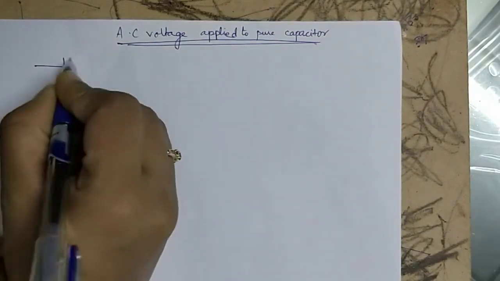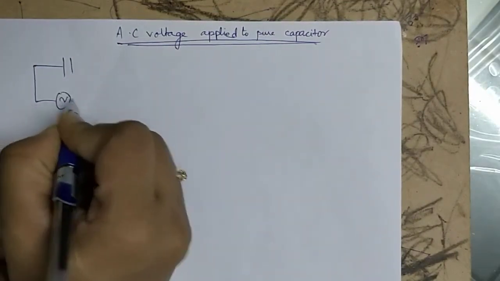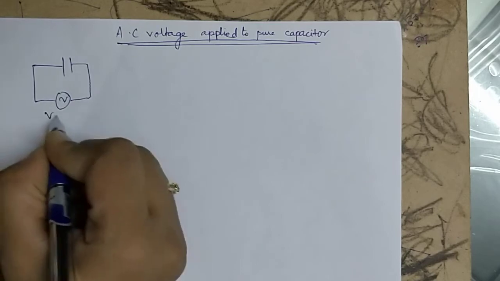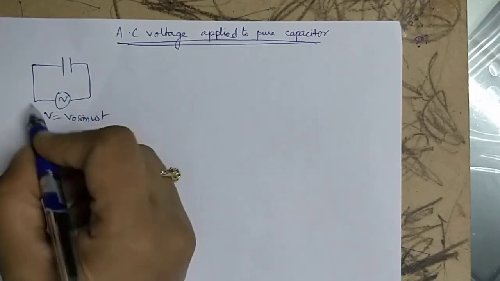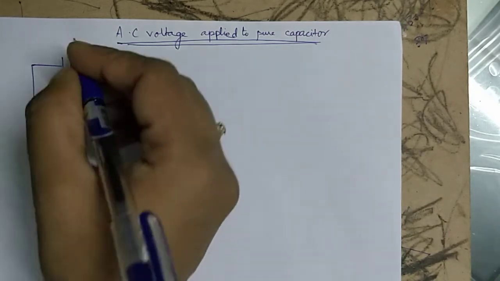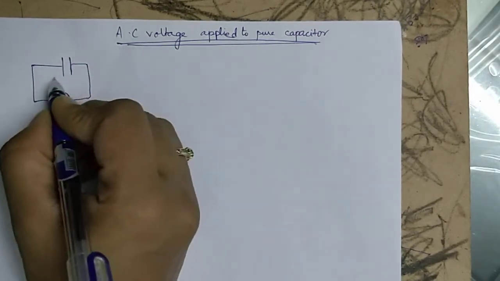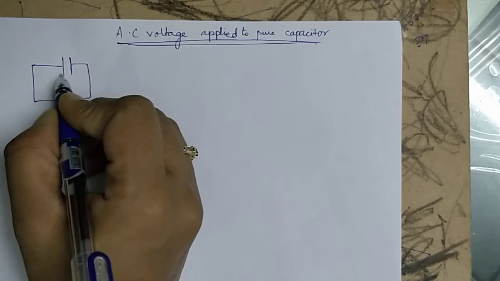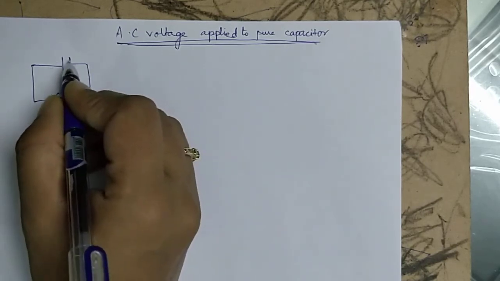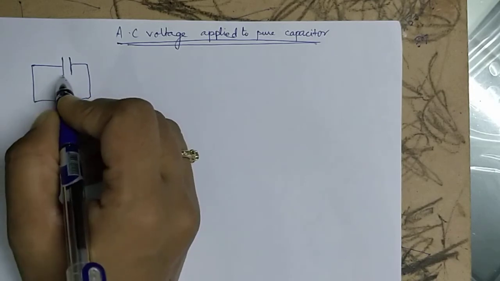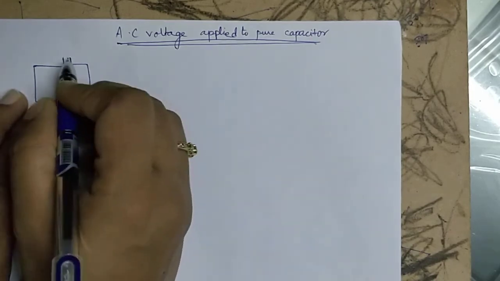So here we will connect a capacitor to an AC source. So V is equal to V naught sine omega t. Now because it is an AC source, the direction of current will keep on changing. The two plates of the capacitor, one will get positive charge, another will get negative charge. After half a cycle, they get discharged, the other one will become positive and this one will become negative. So this kind of charge oscillation will take place.